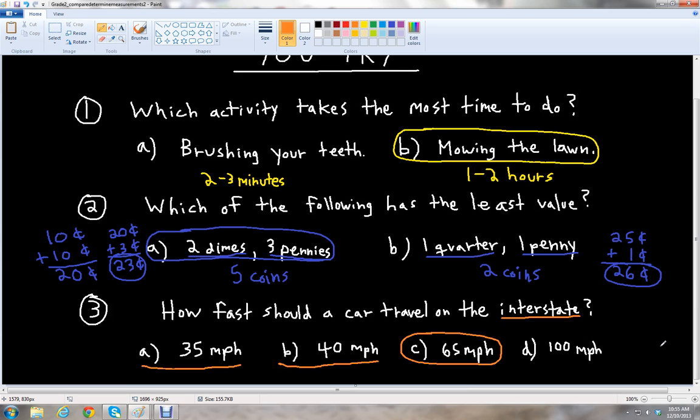So I know that you've probably never driven a car before since you're in second grade, but this is definitely a good thing to know when you get older and you get your driver's license and your own vehicle, to know how fast you should be driving for different roads. And you'll also have to take a driving test as well.